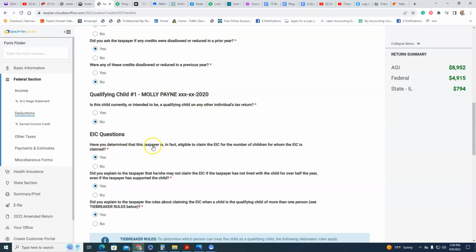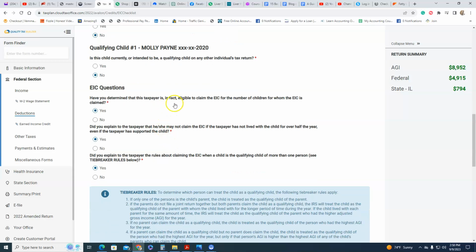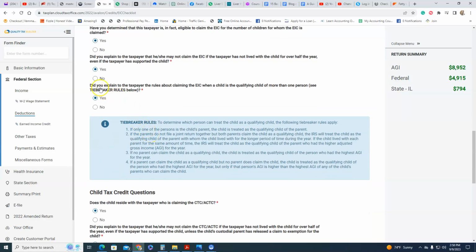It says, have you determined that this taxpayer is in fact eligible to claim the EIC for the number of children for whom the EIC is claimed? That's yes. Did you explain to the taxpayer that he or she may not claim the EIC if the taxpayer has not lived with the child for over half the year, even if the taxpayer has supported the child? Yes, we explained that. Did you explain to the taxpayer the rules about claiming the EIC when the child is the qualifying child of more than one person?